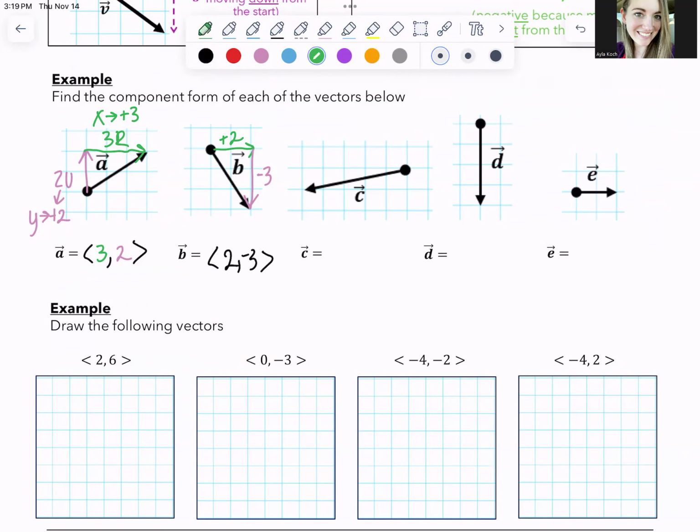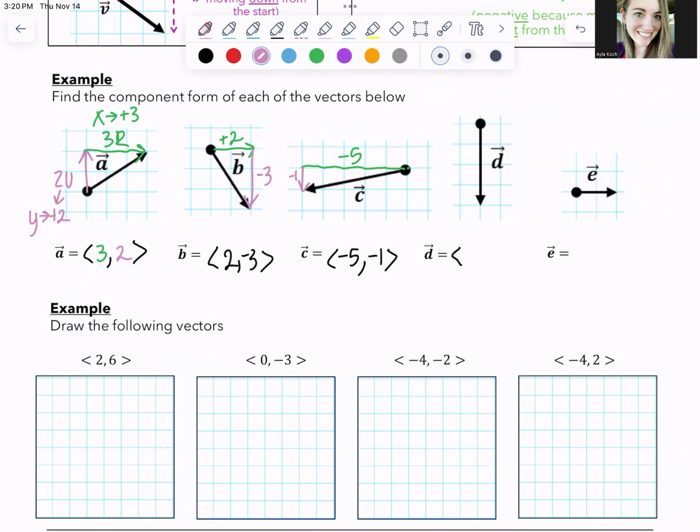All right, vector C, starting at the tail. 1, 2, 3, 4, 5 to the left. Left is a negative, so -5. And then to get to the head, we have to go down 1. So this is -5 because you're going left 5, and -1 because you're going down 1.